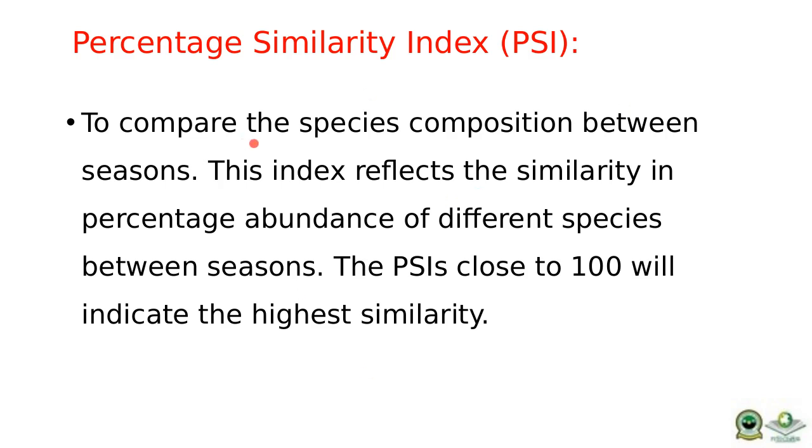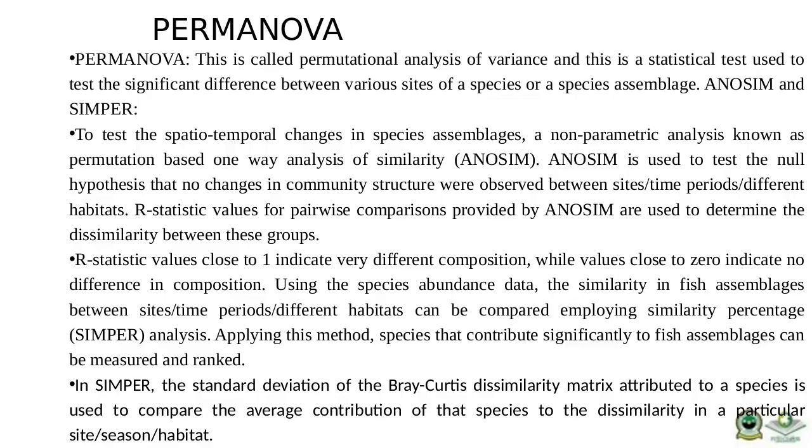Now we have the percentage similarity index. We use this to compare communities, to compare the species composition between seasons or even communities. This index reflects the similarity in percentage abundance of different species between seasons. It can also be used to compare species within two different communities. A PSI close to 100 indicates the highest similarity, showing how similar communities are.